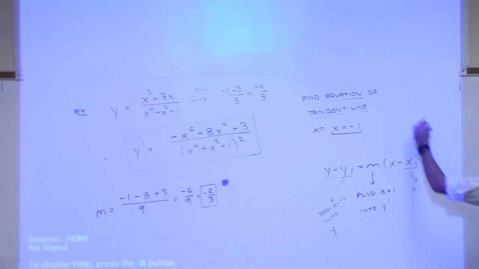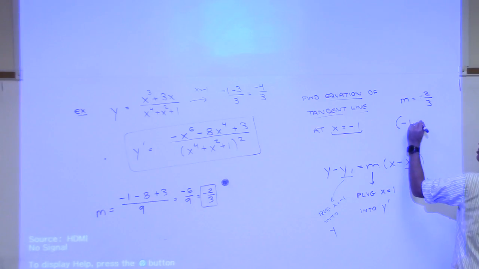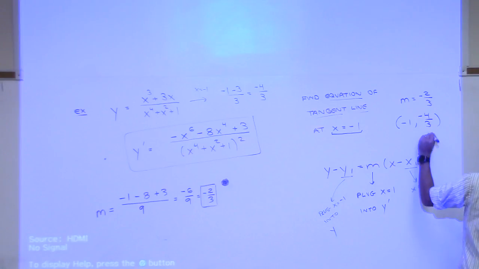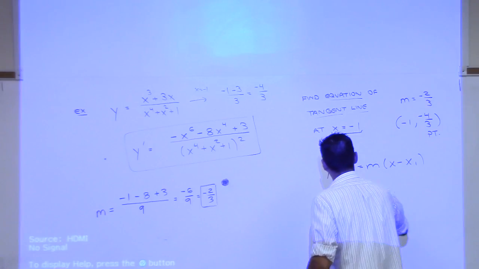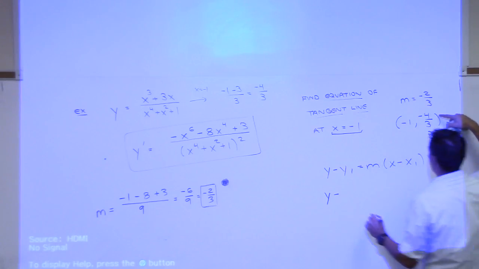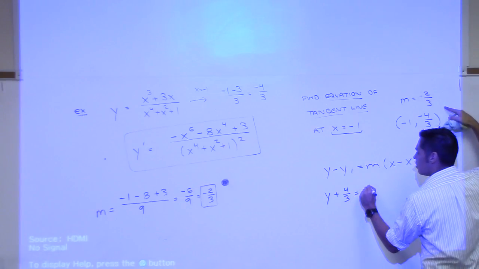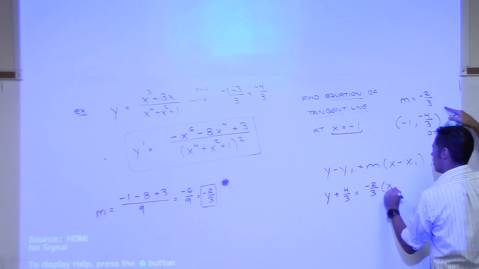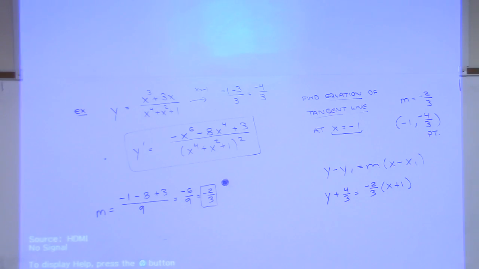All right, so at the end of the day, we have the slope of our tangent line is -2/3, and we have the actual point on our graph, right? This is the point that lives on our graph, and this is the slope of the tangent line there. So now we're going to plug into this formula. I should get y minus a -4/3, which is going to be +4/3, equals the slope, which is -2/3, and then x minus a -1, which is +1.